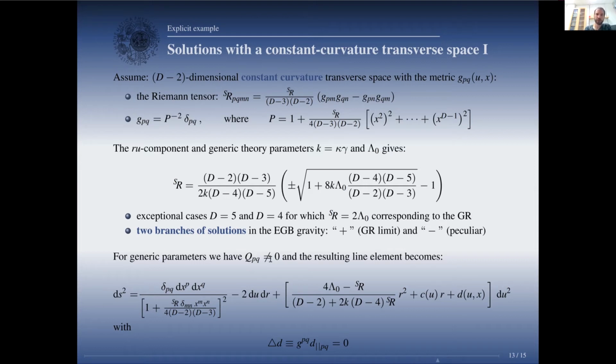QPQ is non-vanishing here, and you can discuss all the remaining field equations. You can see that some of them are trivially satisfied, and that the coefficient near quadratic terms in the GUU metric function is given here. It is determined just by the scalar curvature of the transverse space. The coefficient near the linear term is independent of spatial coordinates, and this last coefficient or function here in the GU term is restricted by the Laplace equation, and it encodes, say, amplitudes of gravitational waves.